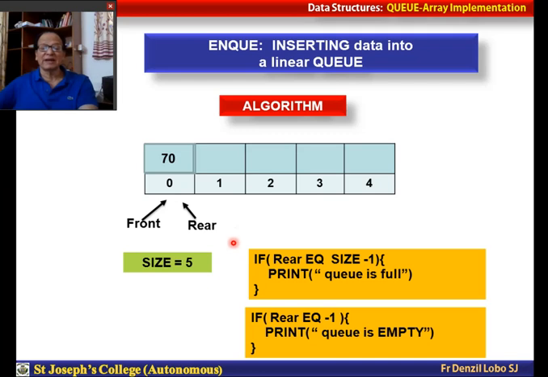Now I want to insert a second number. First what I do is I increment the rear value. It becomes 1. Then I insert 30 at A1. Then again, I want to insert one more number. I increment the value of rear to 2 and then add 60 to that. So A2 is equal to 60.